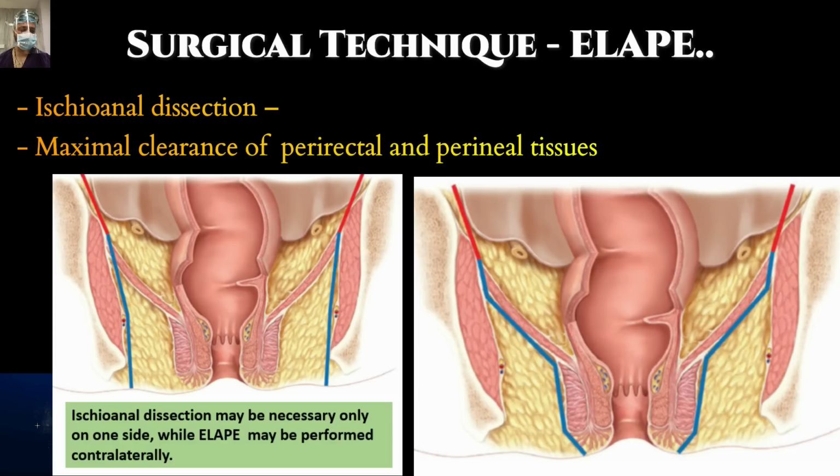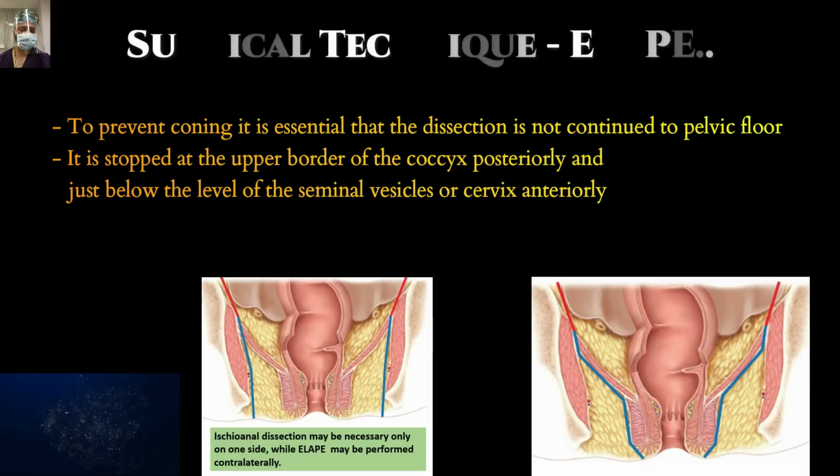There are other possibilities, like you can do ELAPE on one side and ischioanal dissection on the other side if it is involving only one side, to reduce the defect size. In ELAPE, it is essential that while we are dissecting from above, we don't start coning in when we approach the pelvic floor. We just stop at the upper border of the coccyx posteriorly and just below the level of the seminal vesicles or cervix anteriorly. Then we start going vertically downwards and we take out the pelvic floor.